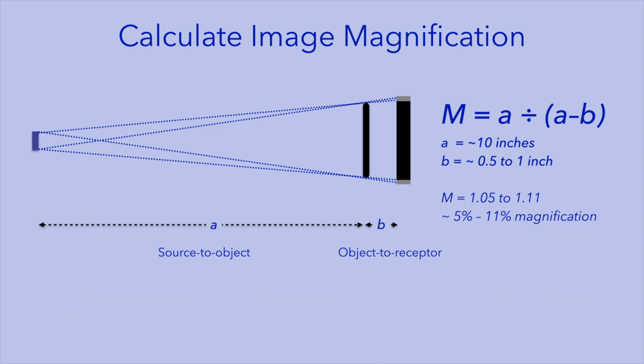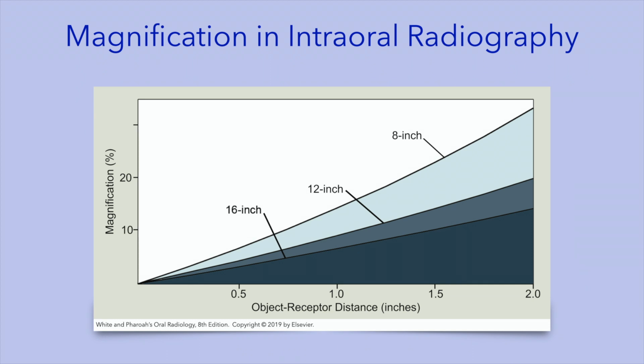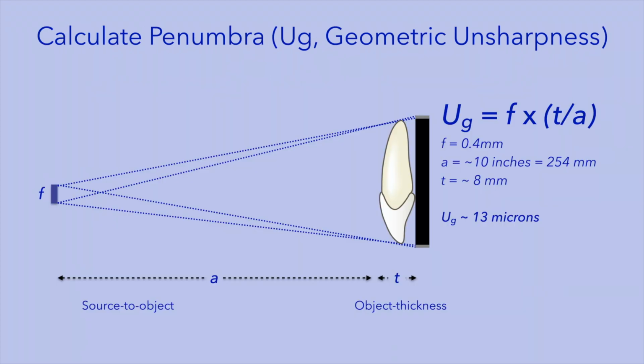So let's start by looking at image magnification. In this scenario, we're going to do intraoral imaging with an 8-inch cone. Typically, there's about 2 inches additional from the edge of the cone to the patient. So that's about 10 inches for a source to object distance. The object to receptor distance, the distance between the tooth and the image receptor, is approximately 0.5 to 1 inch. So in this example imaging scenario, we get approximately 5% to 11% magnification. On a practical basis, note that you can decrease the magnification by increasing the source object distance and by decreasing the object receptor distance.